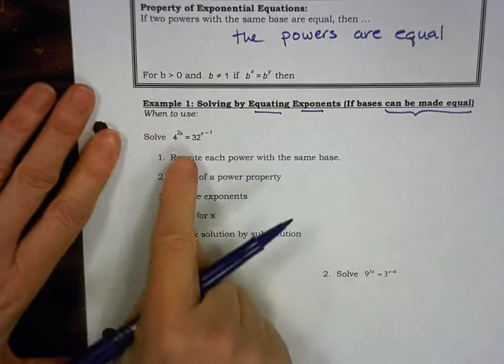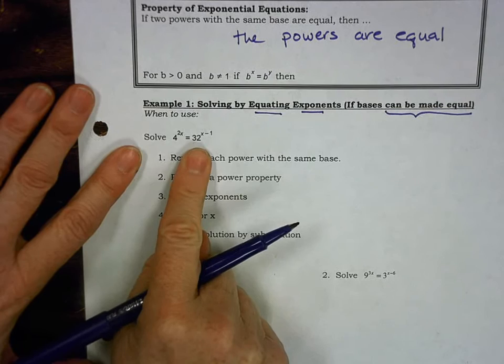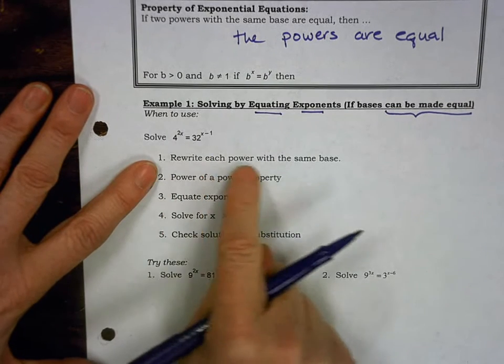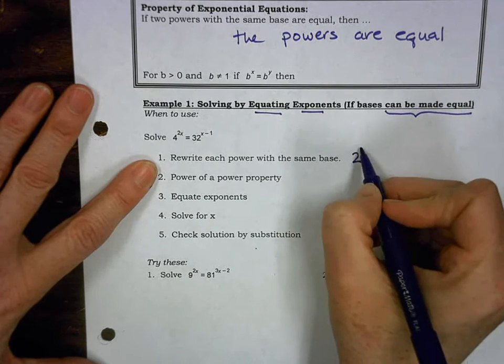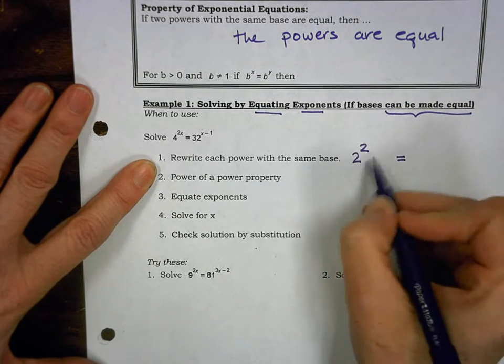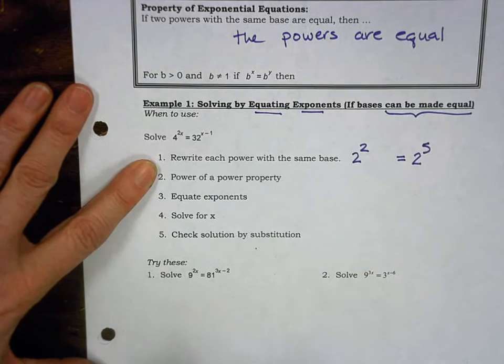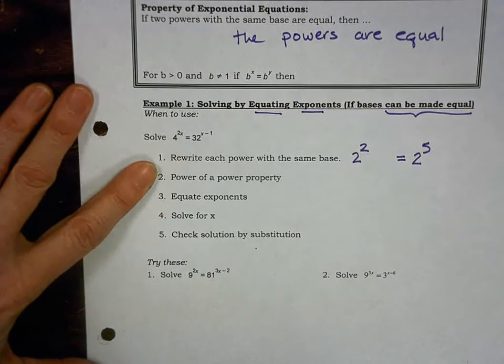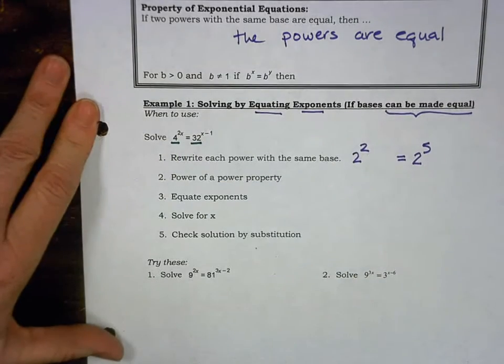Sometimes you have a question like this, where we have 4 to the 2x equals 32 to the x minus 1. Well, right now the bases aren't equal, so rewrite each power with the same base. I can rewrite 4 as 2 squared. I can write 32 as 2 to the 5th. That's all I've done so far.